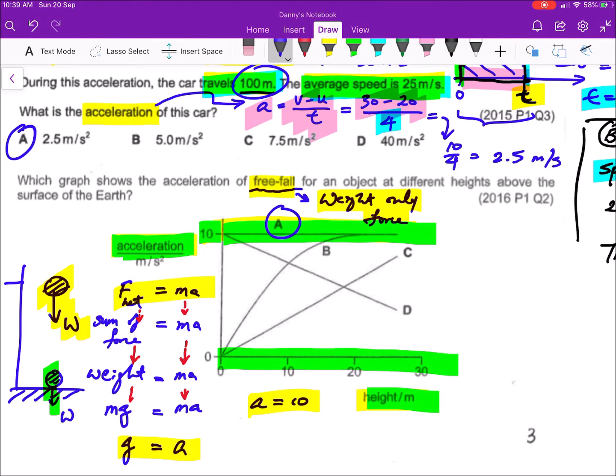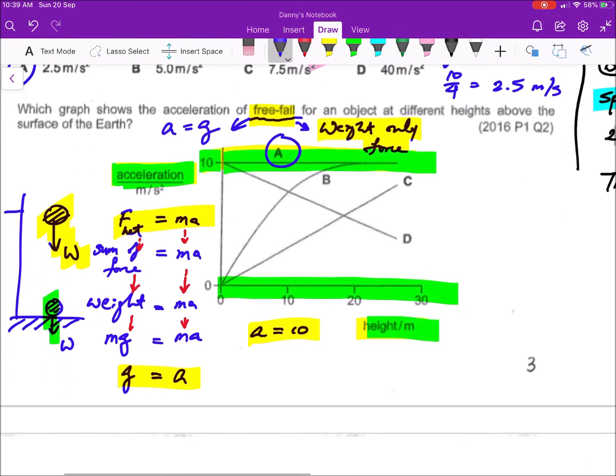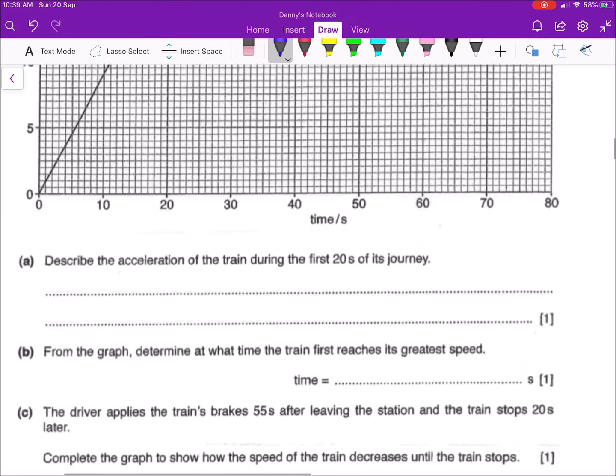So I would say that this is a rather difficult question. Maybe some of the combined science may also not be able to answer. So in summary, if you have an object that is going through free fall, the acceleration is always g, regardless of your mass, regardless of the height or the position of your object. So just remember that. Okay, let's go to the next page.